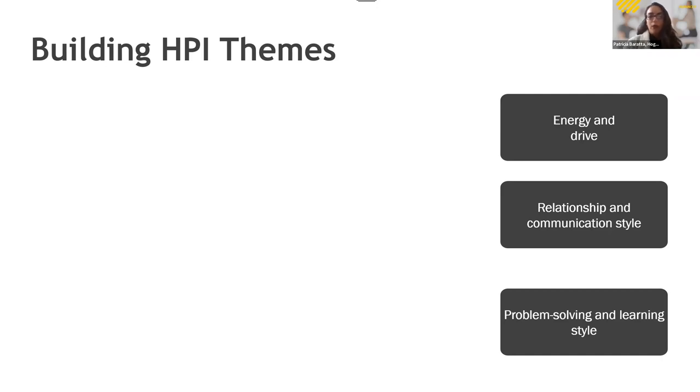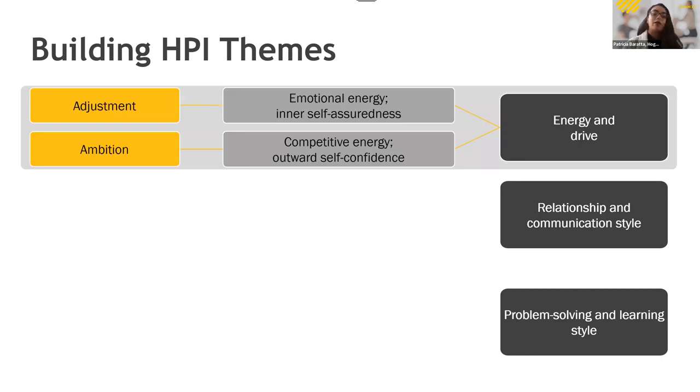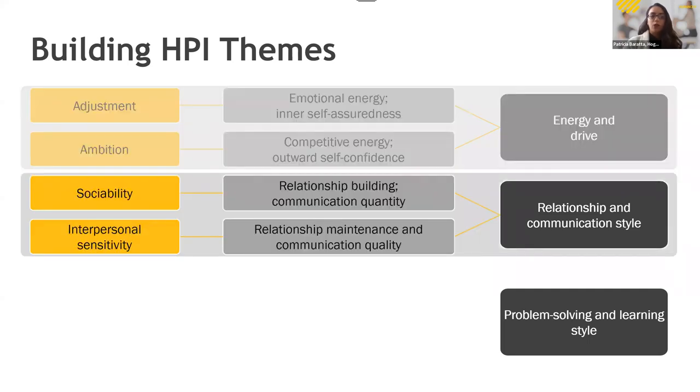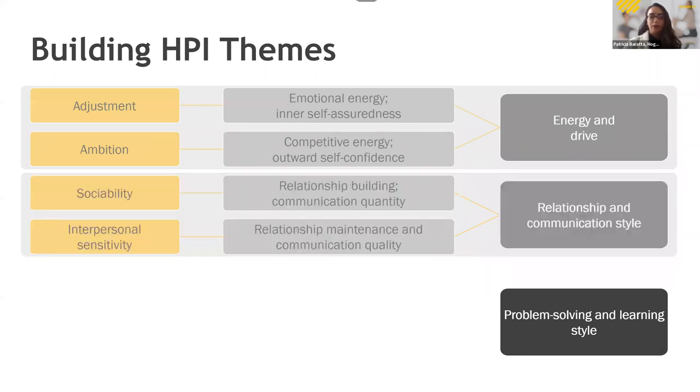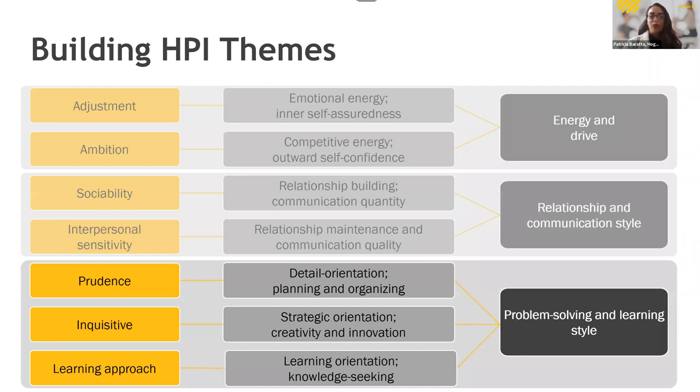And so Hogan already provides a framework for chunking the dimensions on the HPI. So we know that adjustment and ambition, we can chunk into the theme of energy and drive. Sociability and interpersonal sensitivity give us insight into someone's relationship and communication style. And prudence, inquisitive, and learning approach can give us insight into someone's problem solving and learning style. So these are the three themes that we will work with.